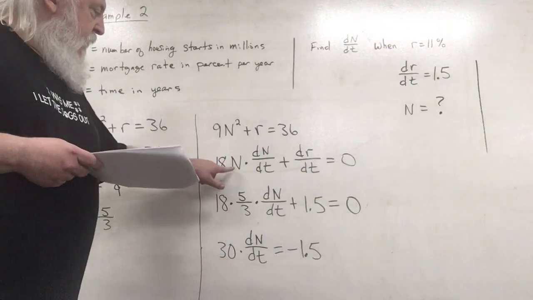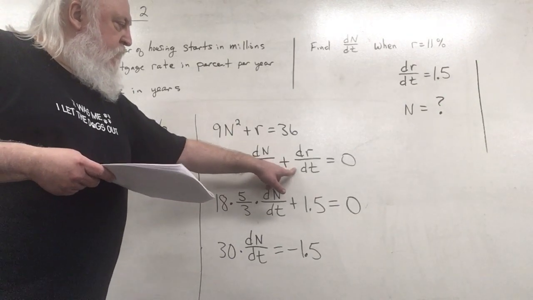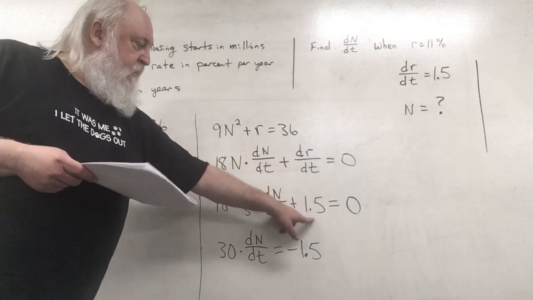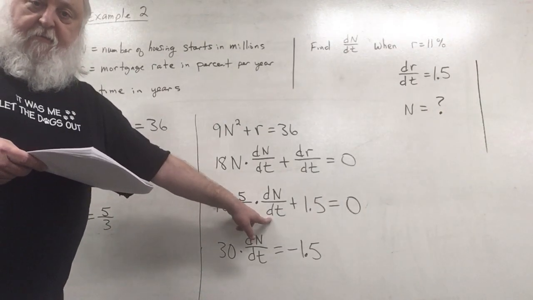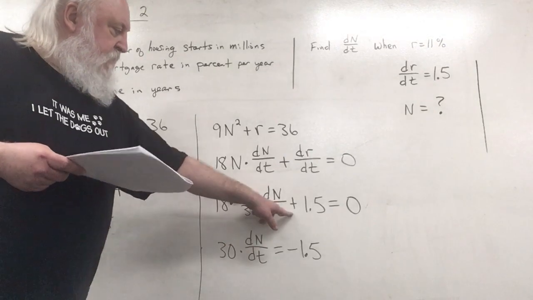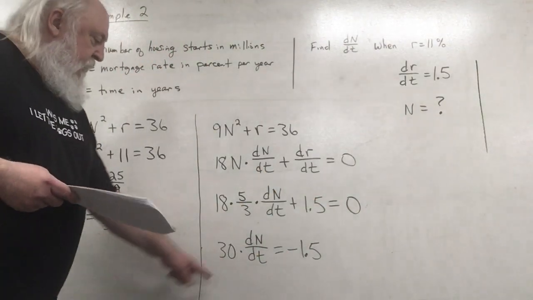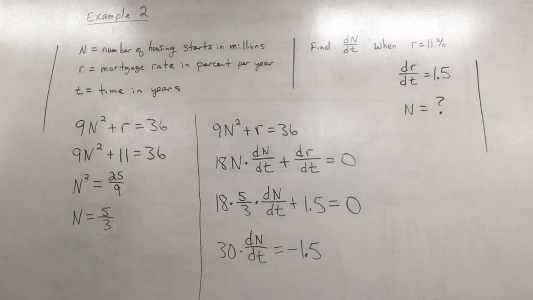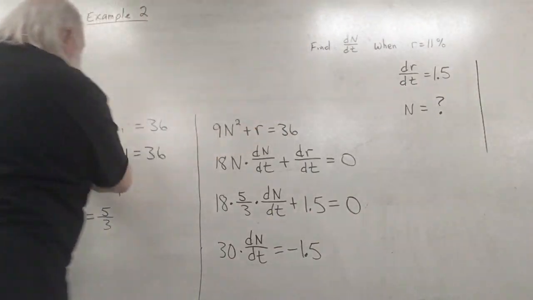Now we substitute n. n is equal to 5/3. The interest rate is increasing at a rate of 1.5% per year, so dr/dt is equal to 1.5. And now we just have to solve for dn/dt, the derivative of n with respect to time. 18 times 5/3 is 30. Then we subtract 1.5 from both sides, moving the 1.5 to the right-hand side by subtraction. Now we have 30 times the derivative of n with respect to time is equal to negative 1.5. Let me finish that calculation. I have to do some erasing here.